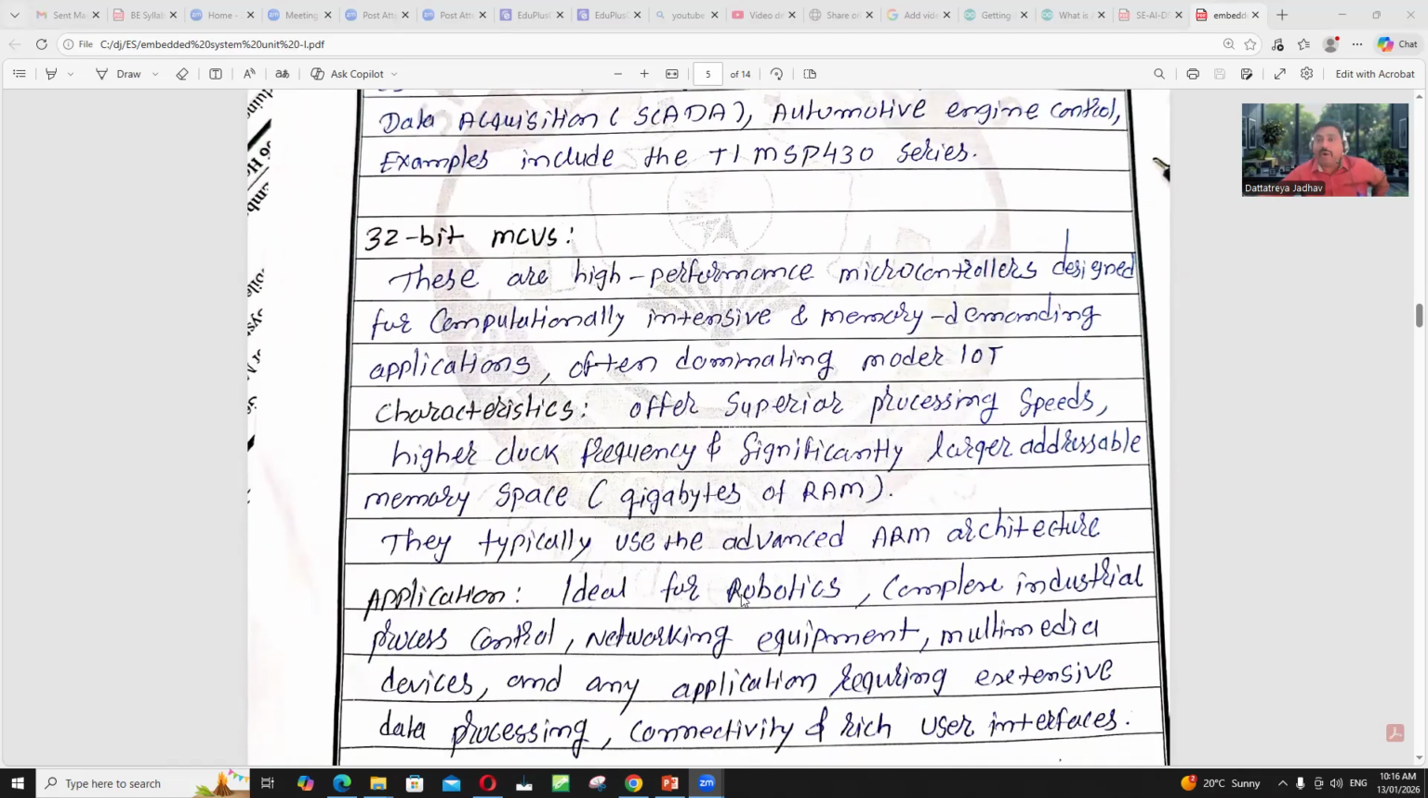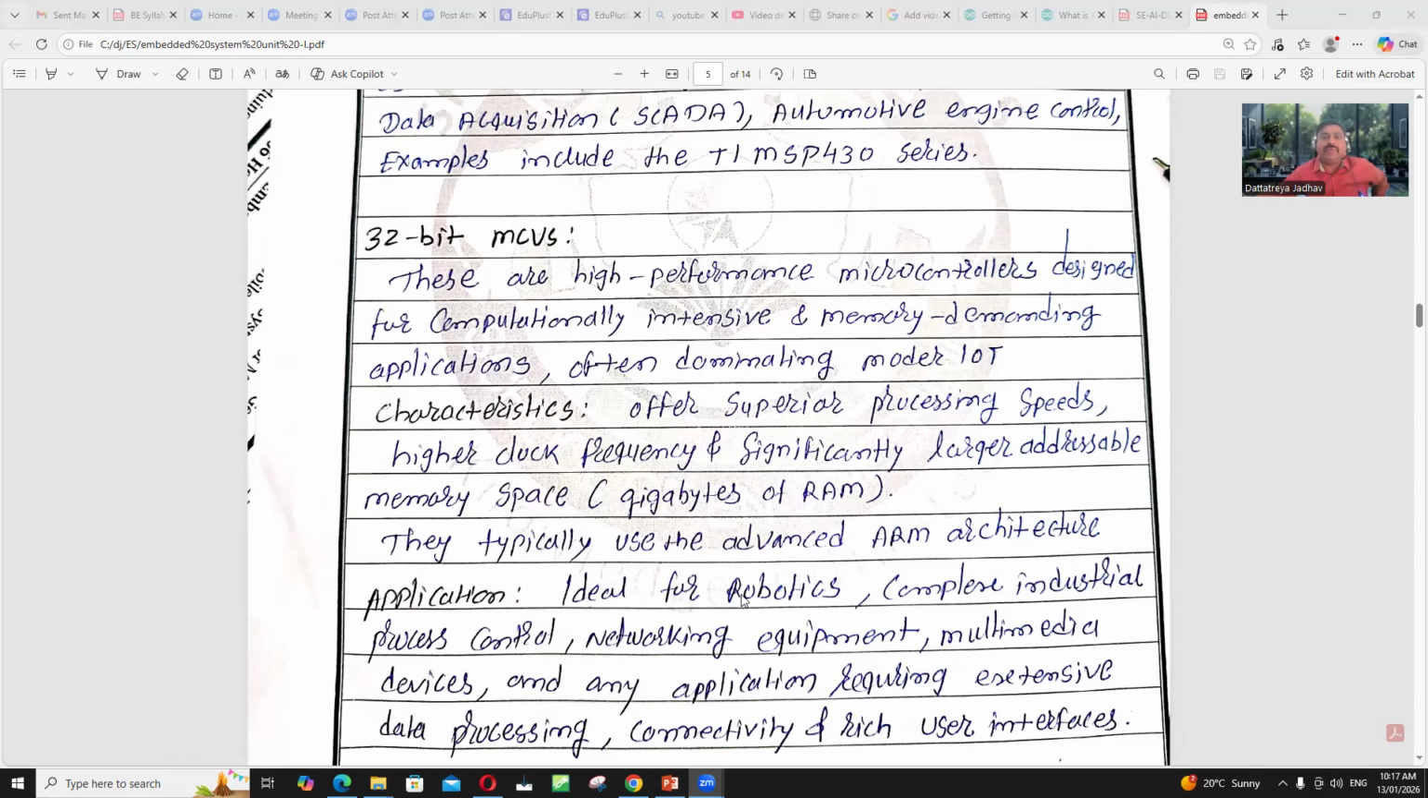These are high performance microcontrollers designed for computationally intensive and memory demanding applications, such as motor control or modern IoT. So AIML and IoT based applications which require more speed of execution and more applications at the same time, that is when we use a 32-bit microcontroller.